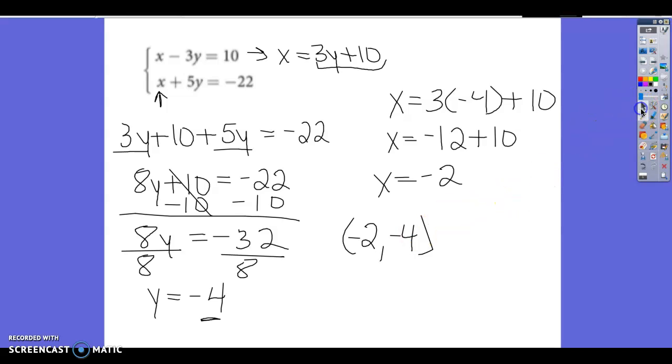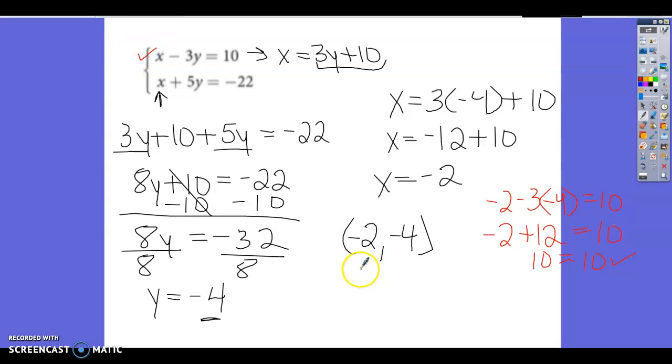How do you check that? You can graph it and see if that's the intersection point, or you can plug negative 2 in for x and negative 4 in for y and see if both equations work. So let's try that. Let me write it down real quick. So x is negative 2 minus 3 times negative 4. Does that equal 10? I've got negative 2, and negative 3 times negative 4 is plus 12. Negative 2 plus 12 is 10. 10 equals 10, so it works for the first equation.